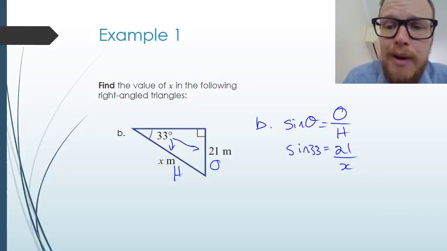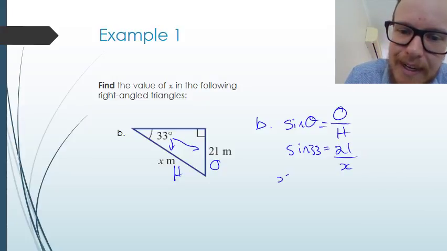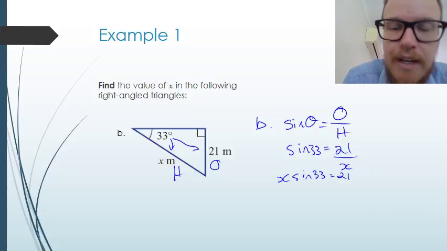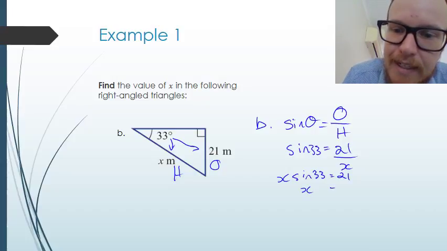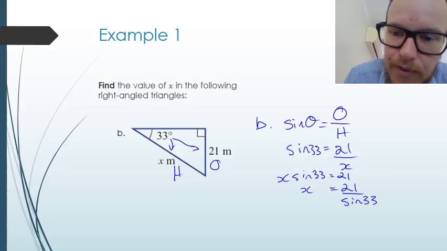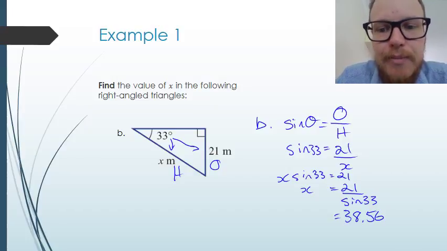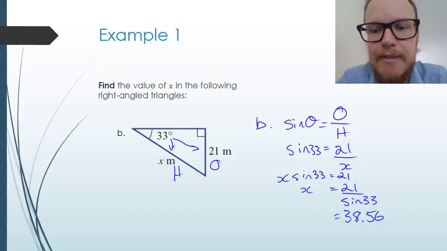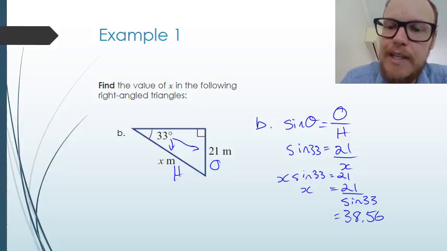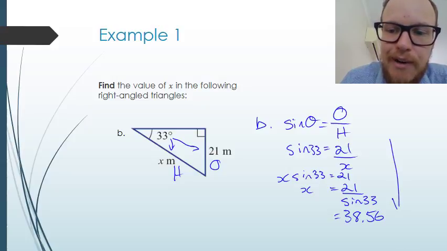Now we need to multiply both sides by x, and we get x sine 33 equals 21. Divide both sides by sine 33, and we get x equals 21 divided by sine 33. And then we get that that is equal to 38.56. So that side length is going to be 38.56 meters.